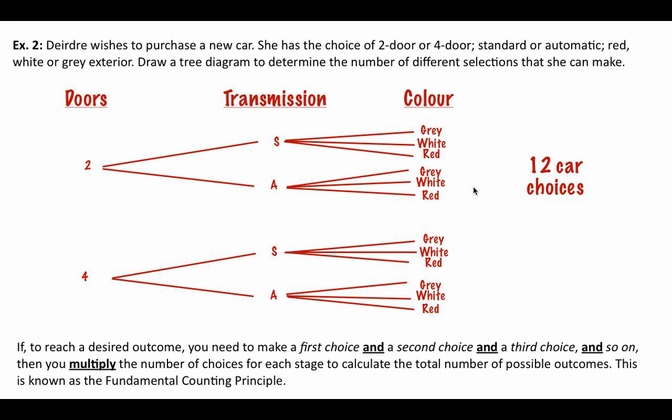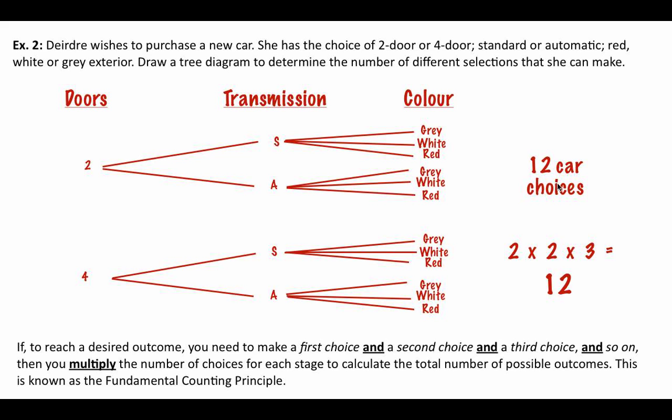Now, let's take a look at an interesting pattern that we see emerging from this scenario. If to reach a desired outcome, we need to make a first choice and a second choice and a third choice, then we multiply the number of choices at each stage to get the total number of outcomes. So it just so happens here that we have 2 choices in our first stage, 2 choices in our second stage, and 3 choices in our third stage. And when we multiply these together, we get a total of 12.